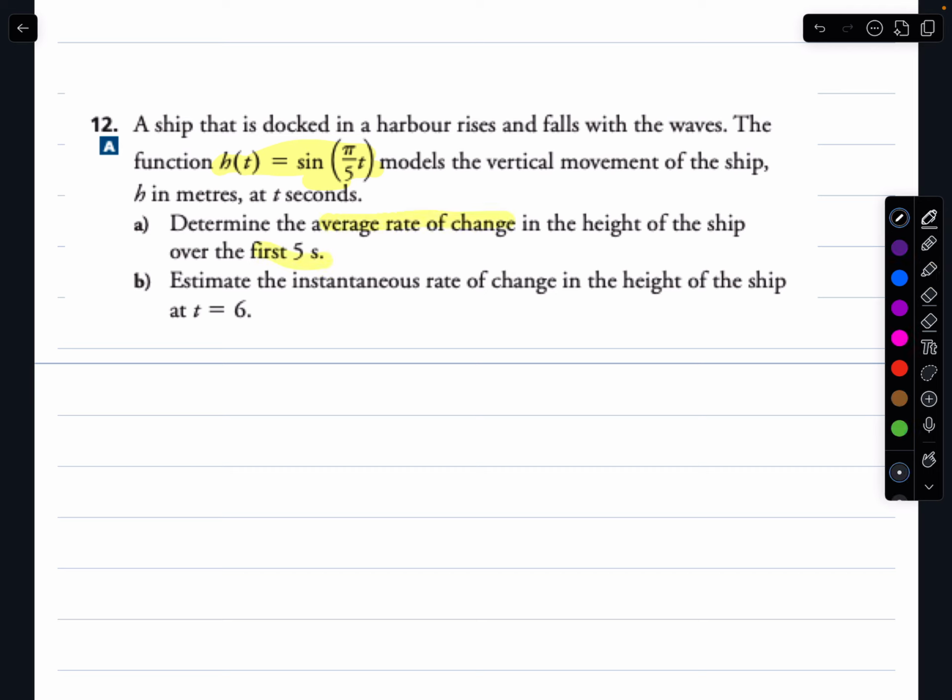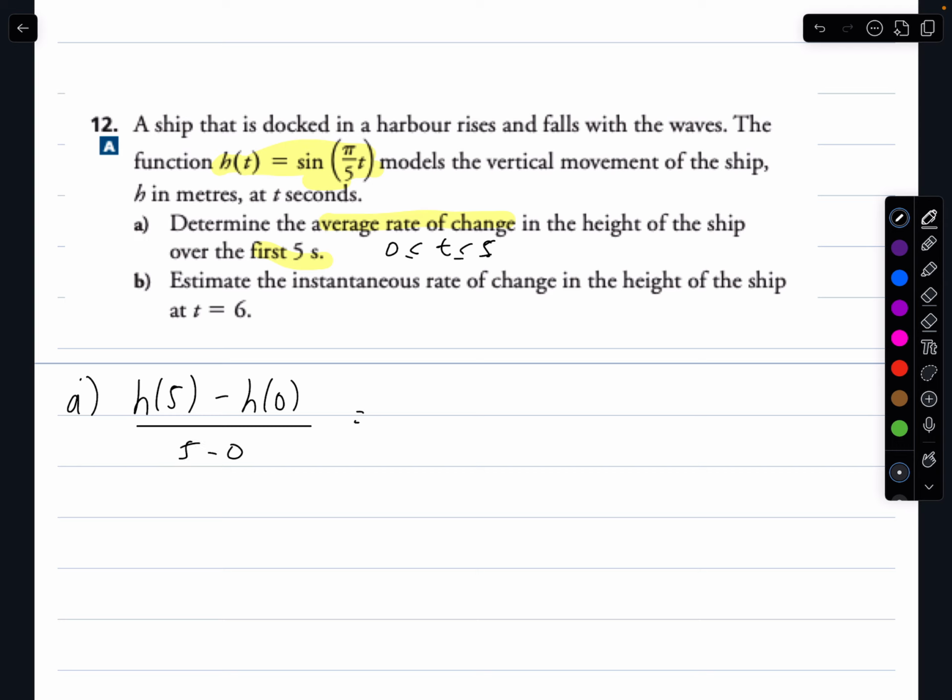So what does that mean? That means we're going to be doing it from 0 to 5. Sometimes they'll say the first 5 seconds, and you might think they only gave me 1 point, that it means instantaneous rate of change. But no, it tells us in the question that it's average rate of change. So we have to know that the first point is going to be 0 and the second point is going to be 5. So let's do that out. It's going to be h at 5 minus h at 0 over 5 minus 0.